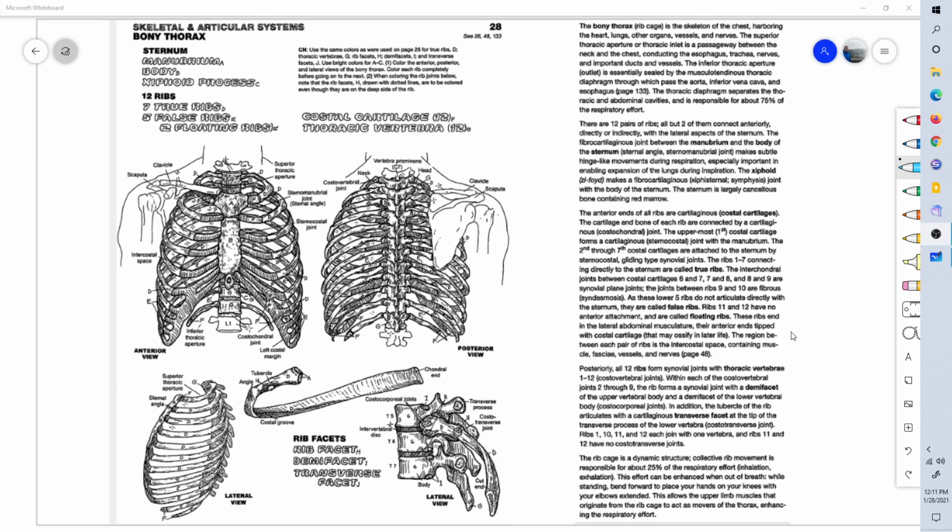The anterior portion of the bony thorax is the sternum. Sternum is this area here, also known as your chest bone or breastbone. And it is divided into parts. The first part is called the manubrium. Manubrium is this upper part right here.